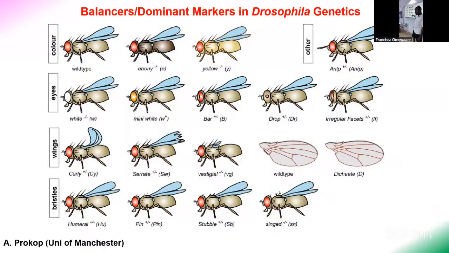We use stubble a lot as well. So stubble is TM3 stubble. We use that. I've never used the singed phenotype. So these are phenotypes that can be tagged with a balancer. So here actually, these are markers, and the only balancer here, to me, is curly. Is that okay? So every other thing here can also be tagged with a balancer so that you can use that for experiments. Right.